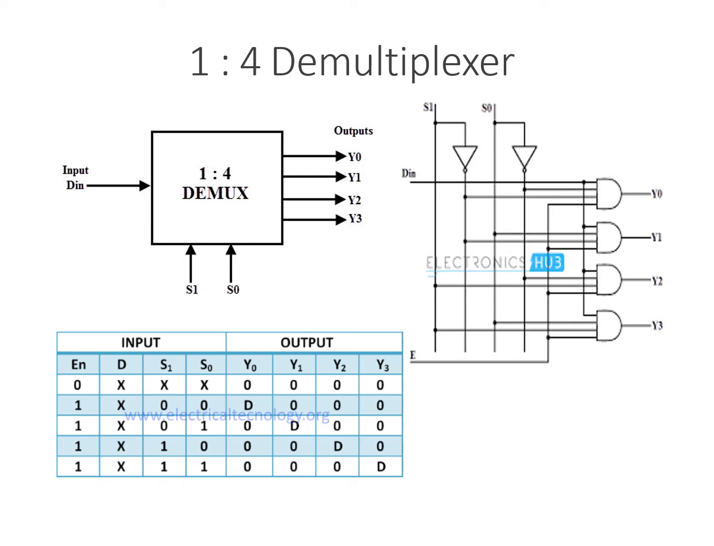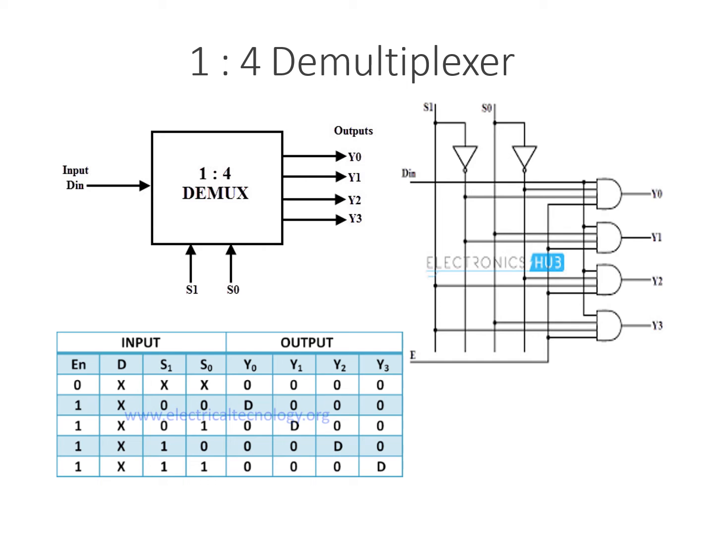Obviously, the enable is present here. So we all know when enable is 0, the demultiplexer will not work. When enable is high, the demultiplexer will be working. Right, so you can look at the truth table. When enable is 0, the rest of the data line as well as the select lines, we are taking as don't care conditions.